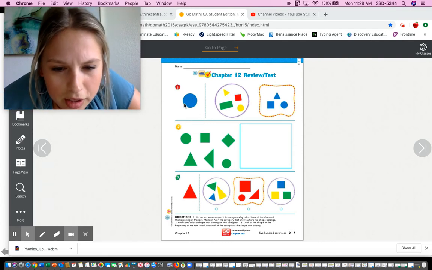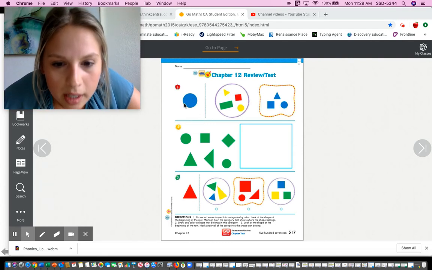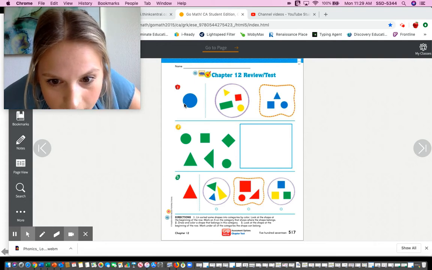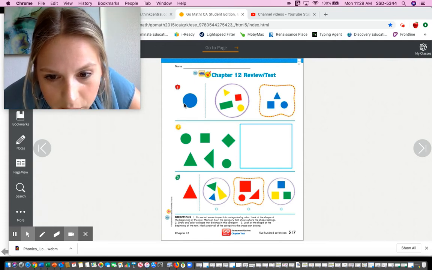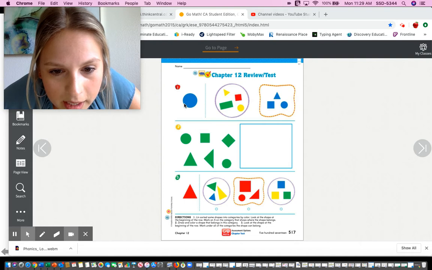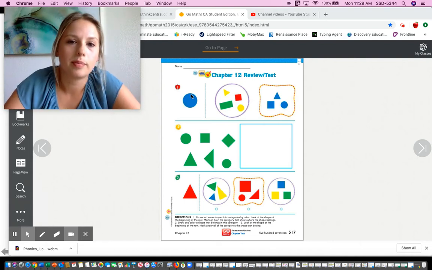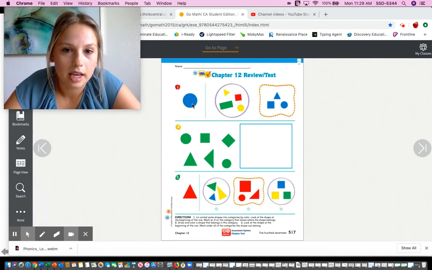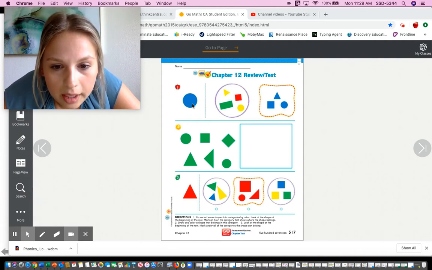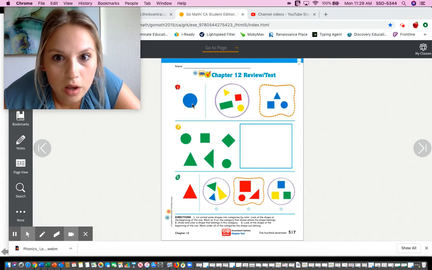Here are our directions. Lynn sorted some shapes into categories by color. Look at the shape at the beginning of the row. So let's look at the shape at the beginning. I see a what? Circle. Put an X on the category that shows where the shape belongs.